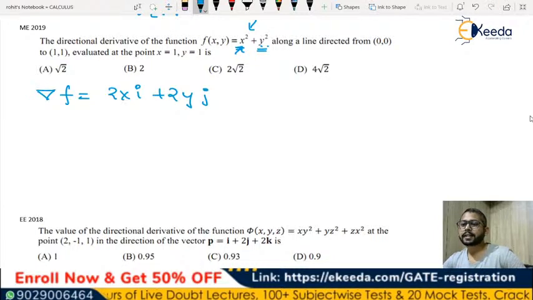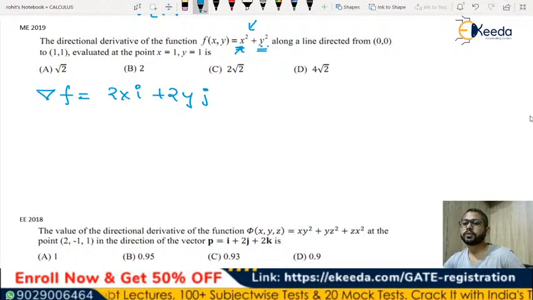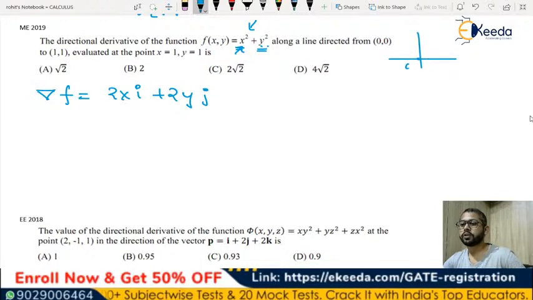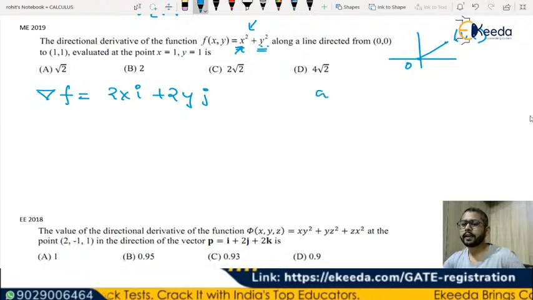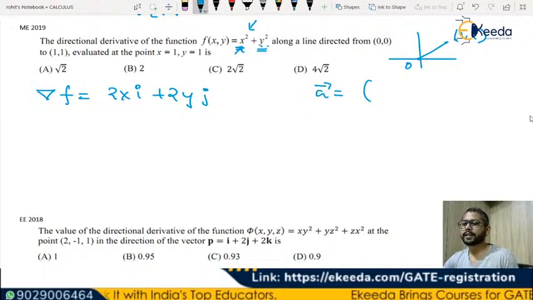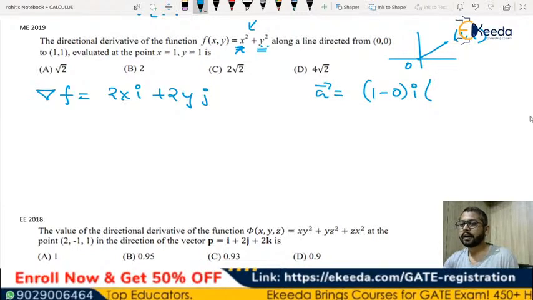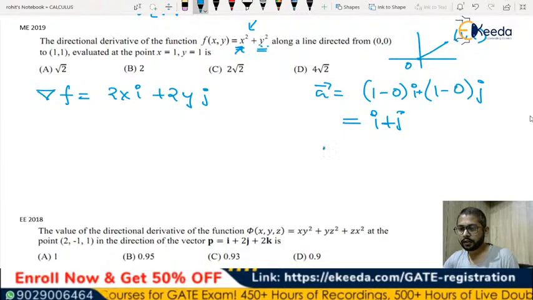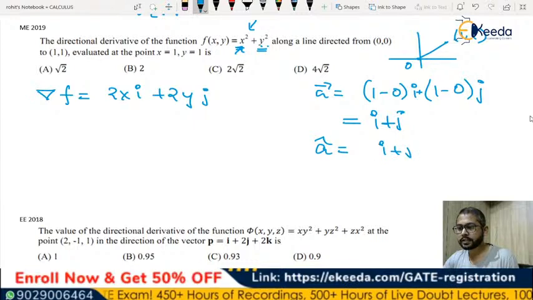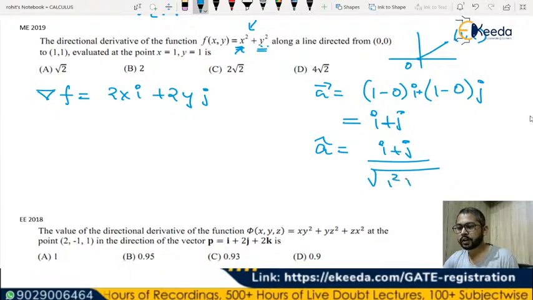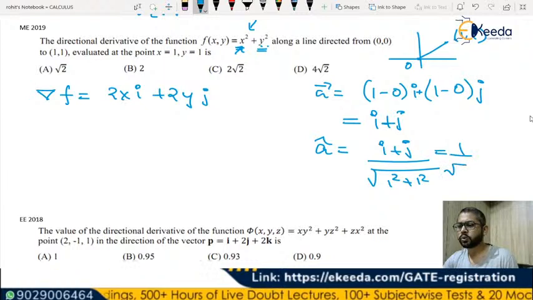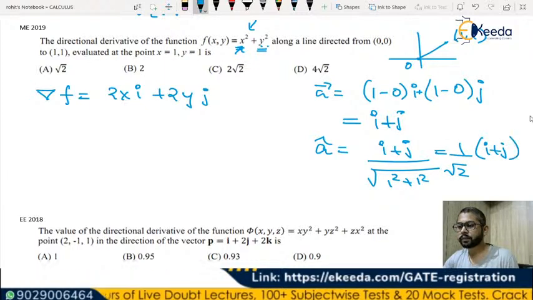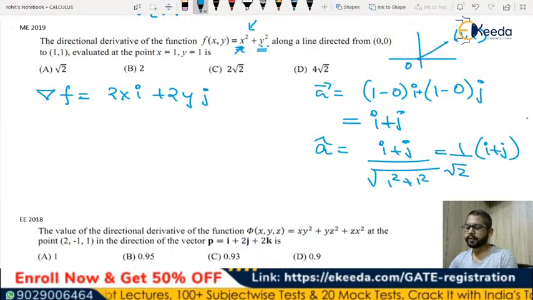Secondly, what direction are they talking about? Along a line directed from 0, 0 to 1, 1. So this is 0, 0 and this is 1, 1, right? So you can find this vector. This will be x2 minus x1, so 1 minus 0 i cap, and y2 minus y1 j cap. So this is nothing but i plus j cap. And if you need to find the unit vector, this is going to be i plus j divided by under root of 1 square plus 1 square. So you can write 1 by root 2 (i plus j). Correct? Right? You know how to find the unit vector.